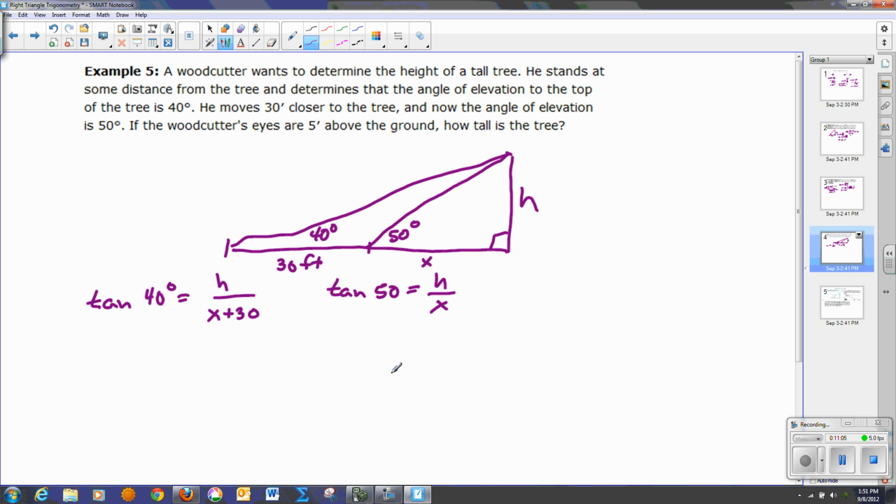So now I have a couple of options. And the option I think I will use is to solve for h in both cases. So what I have is h equaling x tan 50, and I have h equaling tan 40 times x plus 30. So now there's a system. I'll set the two equal to each other and solve for x.